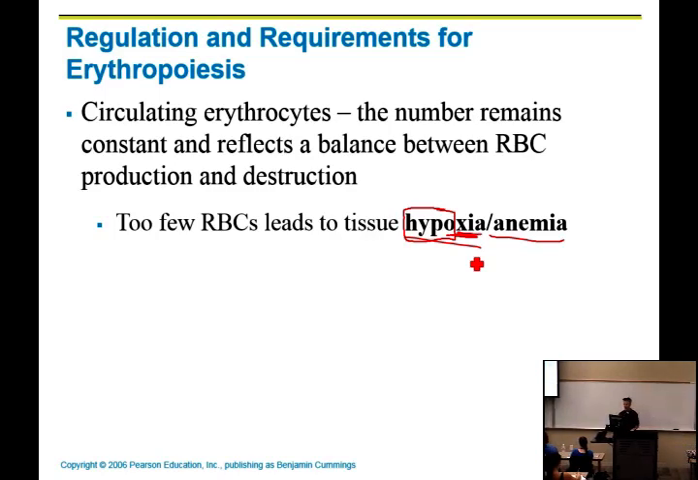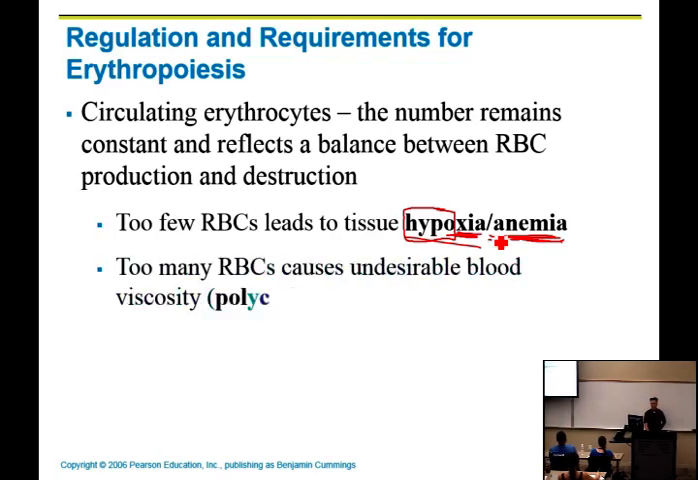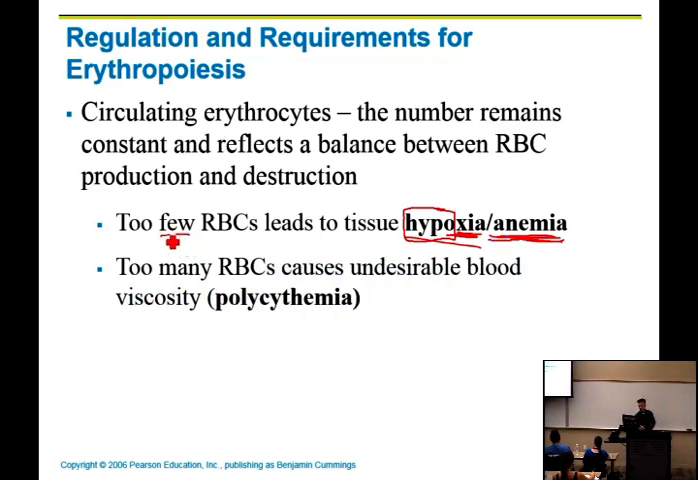So it certainly could lead to hypoxia, but also if your carrying capacity for oxygen is low, or you don't have enough red blood cells, we call that anemia. Now, there are different types of anemia as well, different types of hypoxia. We'll talk about that a little bit later on. But generally, too few red blood cells gives us anemia and hypoxia.